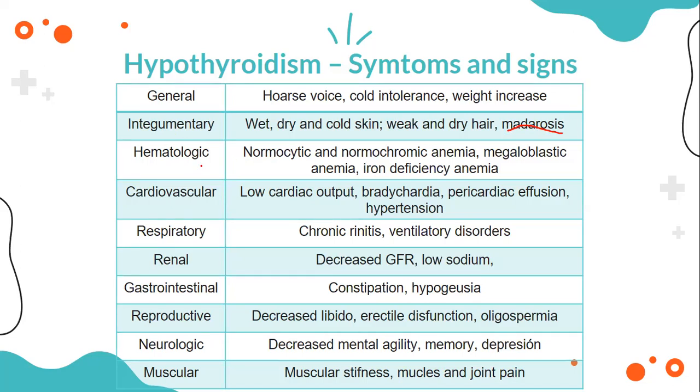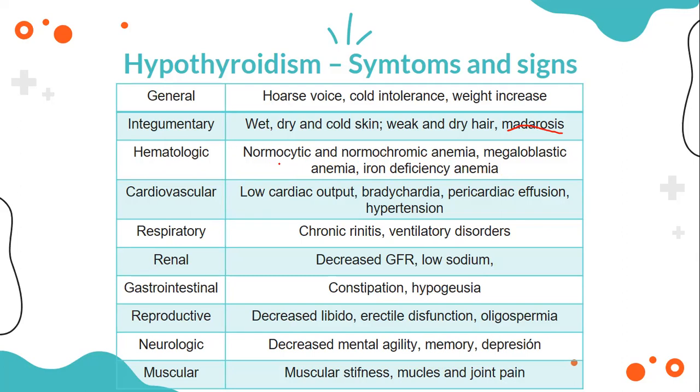Hematologic: in hypothyroidism, there are some types of anemia that a person would tend to have, like normocytic and normochromic anemia. We already know what this is, right? Normocytic and normochromic anemia, megaloblastic anemia, and iron deficiency anemia.